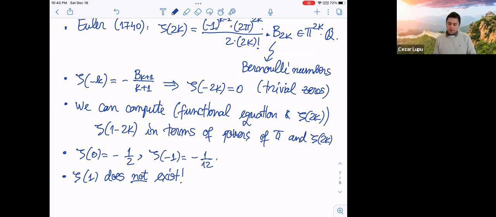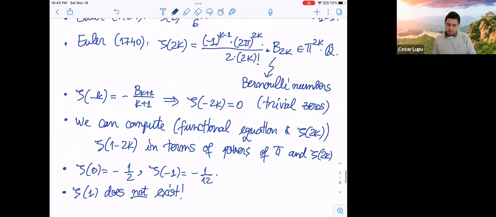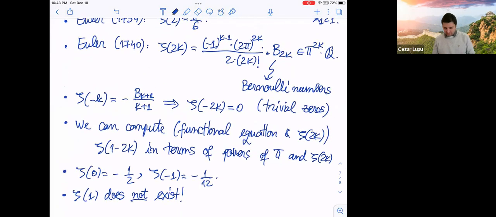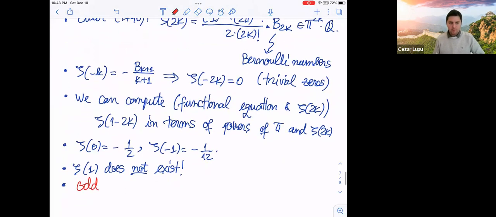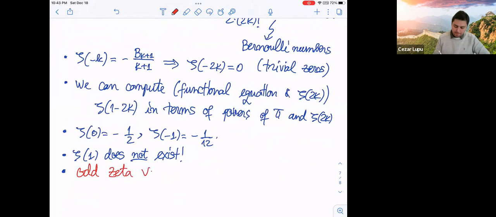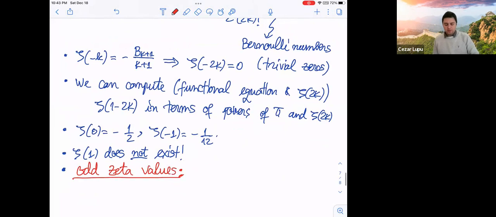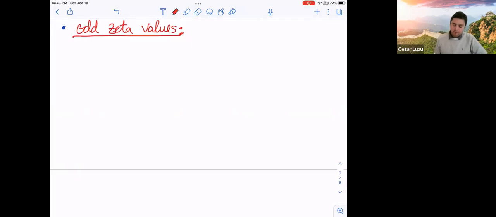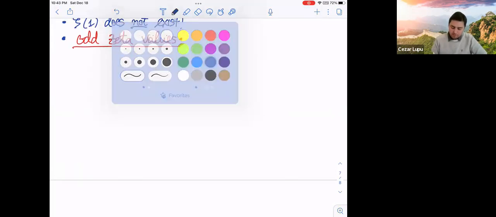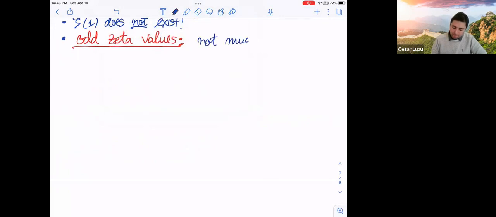All right. As you can see here, we have a bunch of values, but I missed some of them, and I did this on purpose. The ones that I ignored so far are what we call the odd zeta values. So I just ignored this on purpose. Unfortunately, not much is known here. So what do we know so far?